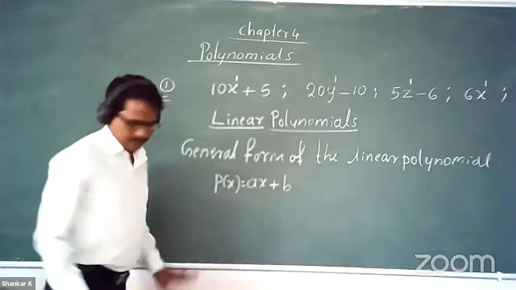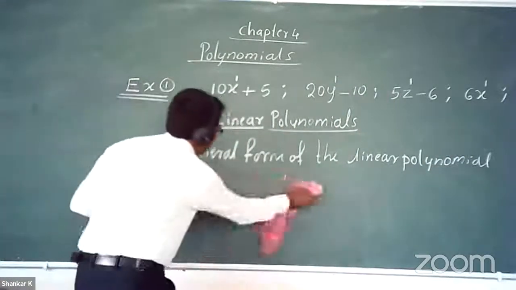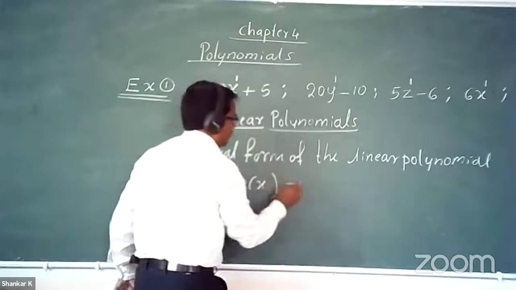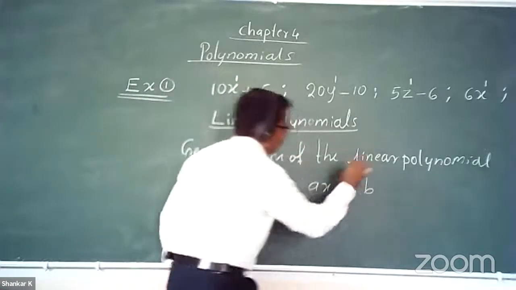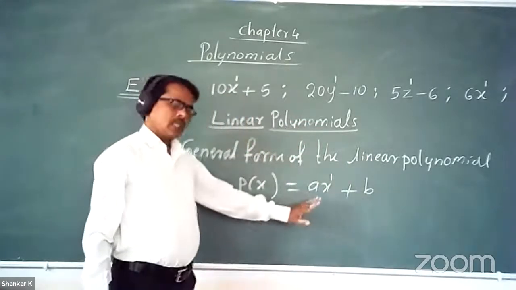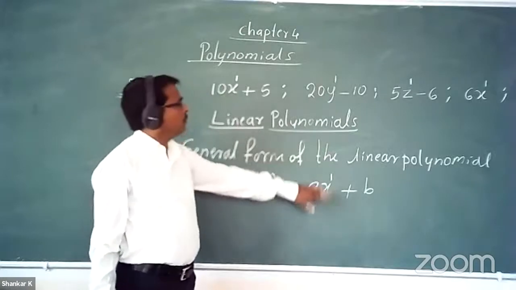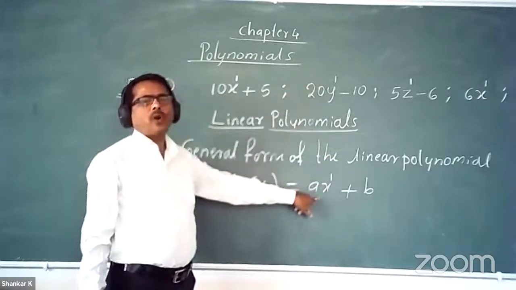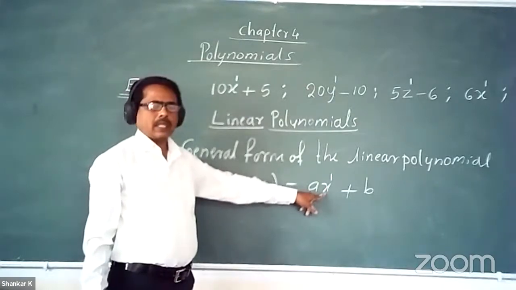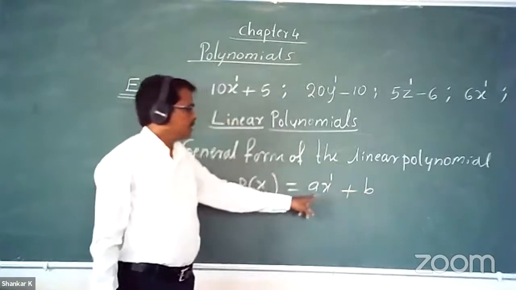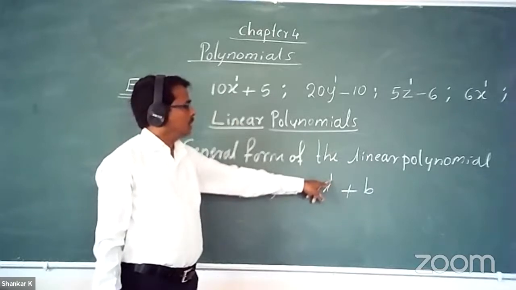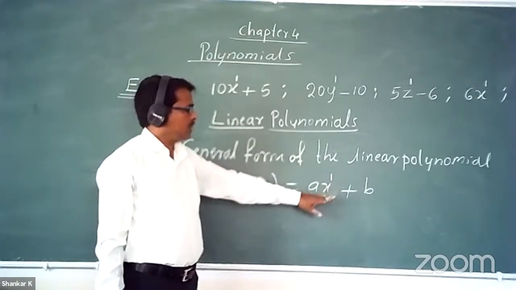Okay. In general, this linear polynomial looks like this: ax plus b. Its degree is 1. The general form is such that all examples will be of this form. You see here, one variable is there, one constant. It is variable x raised to 1. Okay. What is the highest power? So the degree is 1.